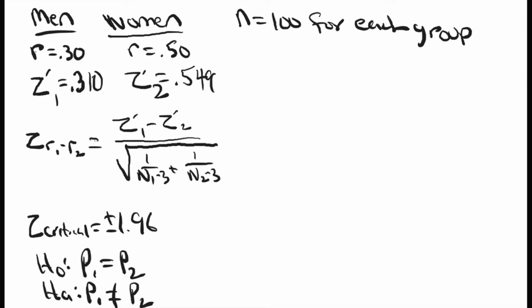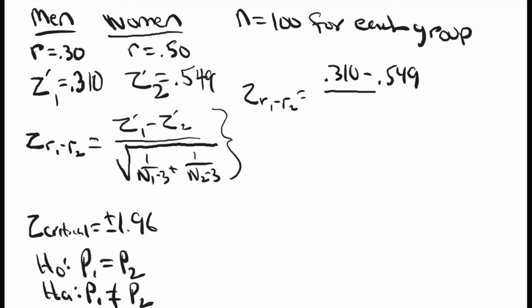So now we just have to take this formula and plug in the numbers. So we're trying to calculate a z-score, and we plug the numbers in. We say 0.310 minus 0.549, that's the numerator. The denominator is the square root of 1 over 97 plus 1 over 97.